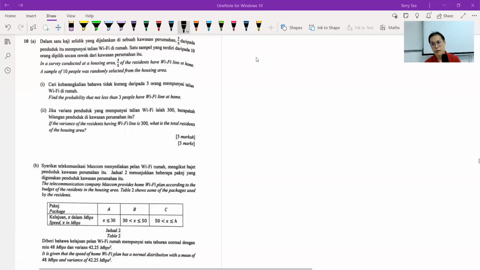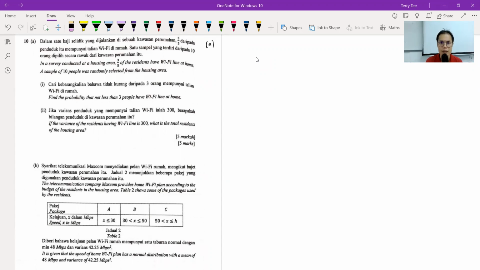Okay, question number 10 is from Form 5, Chapter 5, Probability Distribution. So here in a survey conducted at the housing area, 3/5 of the residents have Wi-Fi line at home. A sample of 10 people was randomly selected from the housing area. Find the probability that not less than 3 people have Wi-Fi line at home. Not less than 3 means what? Greater than or equal to 3. So this is a binomial distribution.